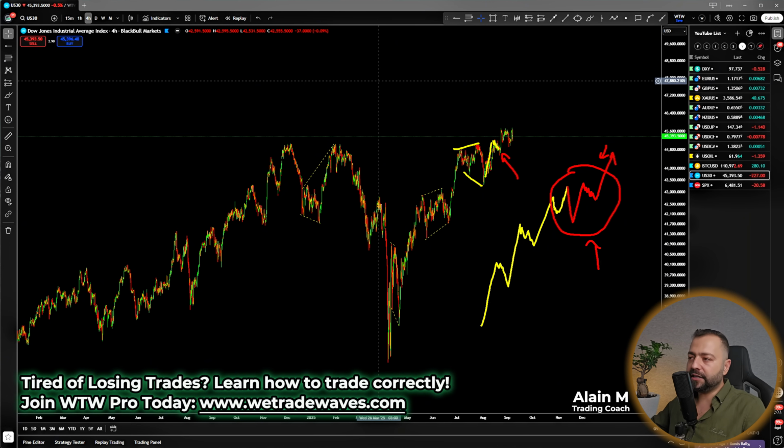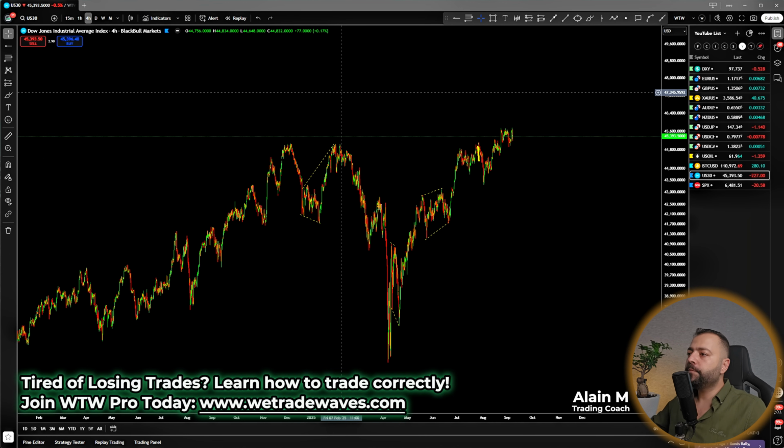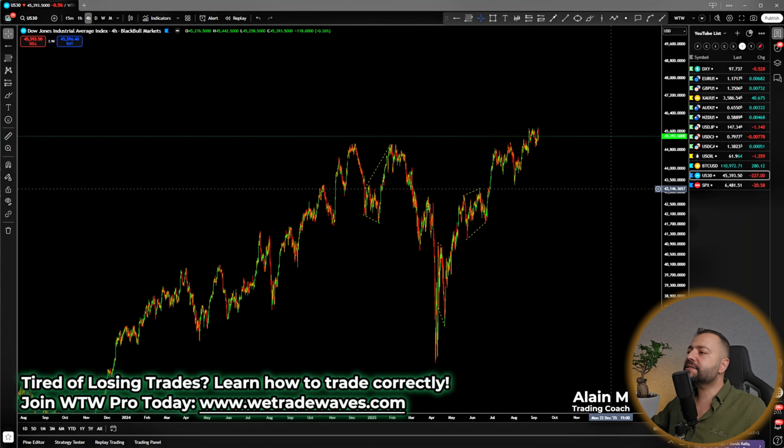Can you see the similarity between these two structures? This one and this one. So drop, up, corrective structure, up. That's a step-by-step process. So drop, up, corrective structure, this is a buy. No question. Okay, what's next now?